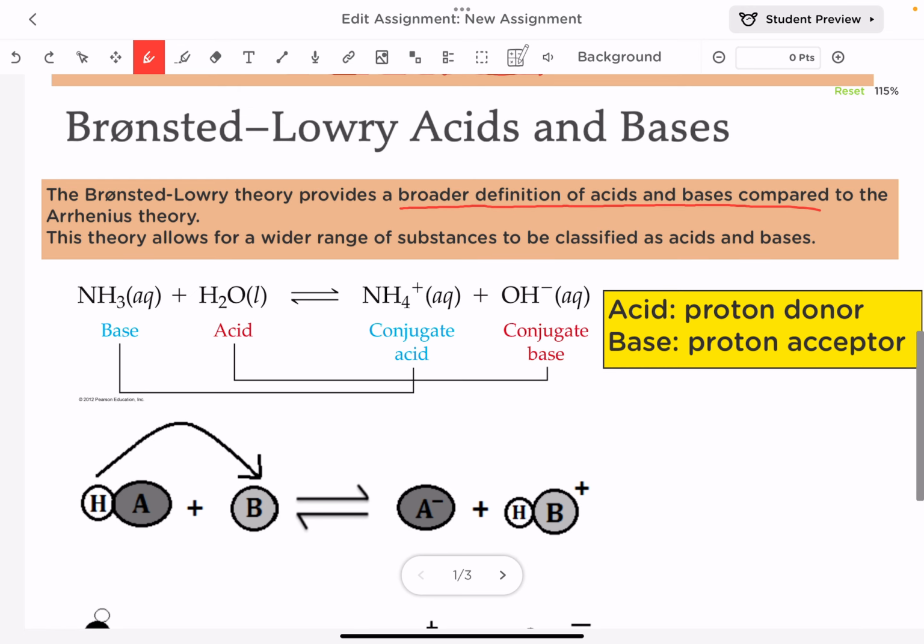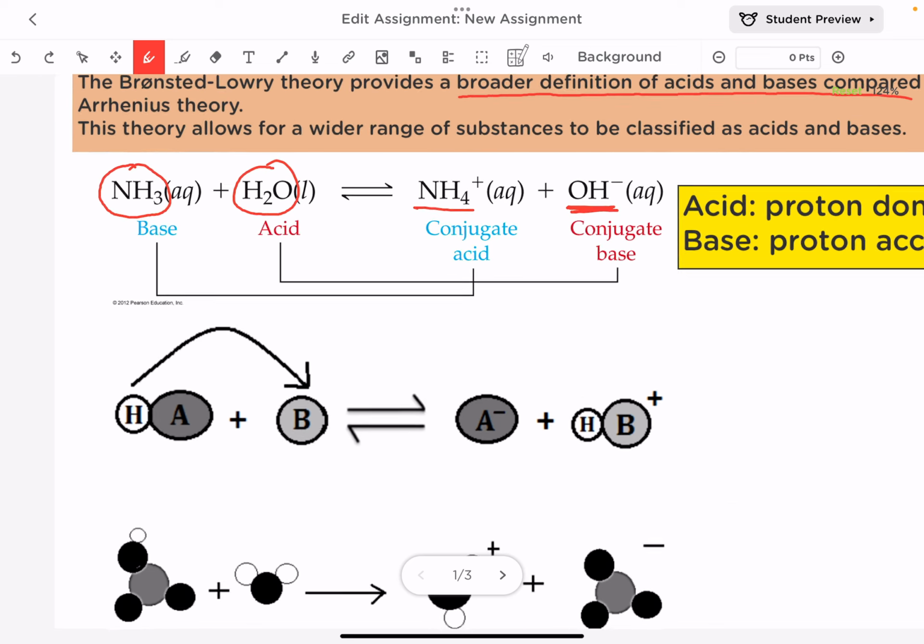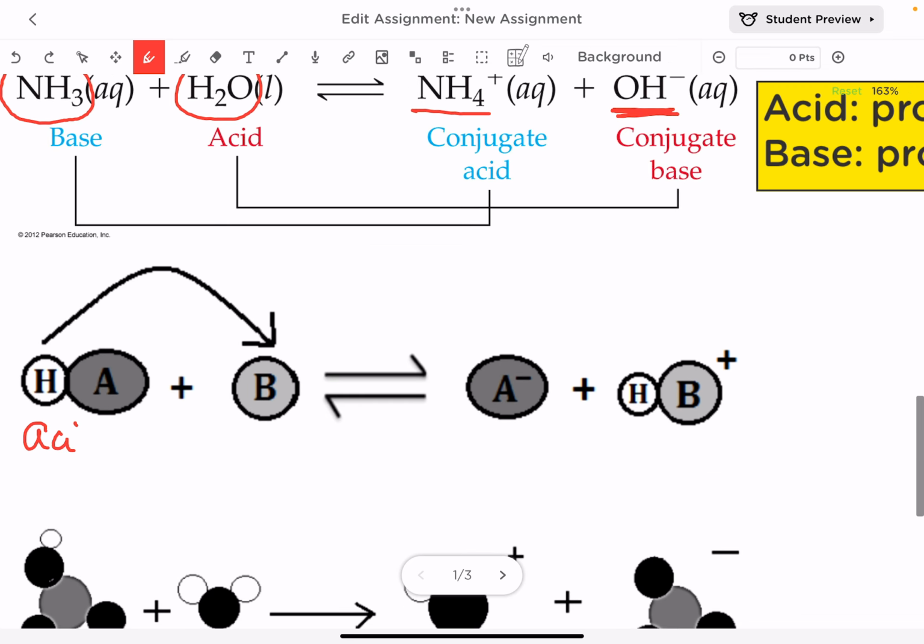So if you look at this diagram over here, that's the base and that's the acid. Why? Because H₂O is now OH minus, 1 H plus less, and NH₃ has now become NH₄, 1 more H plus. So if I look at it in a diagram like that, I see that this is the acid having a proton over here, the acidic H, donated it to the base. So this is a proton donor, which makes HA an acid and makes B a base.